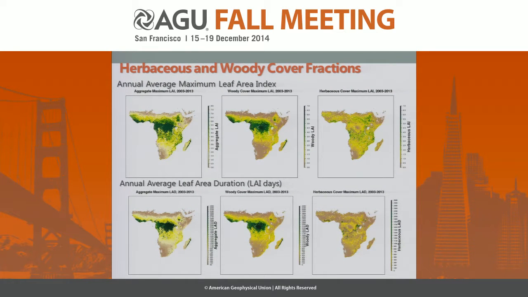And this is just a snapshot of some of the products that we developed. On your upper panel, we have the annual average maximum leaf area index, and on the lower one, we have the leaf area duration, that is leaf area index in days.